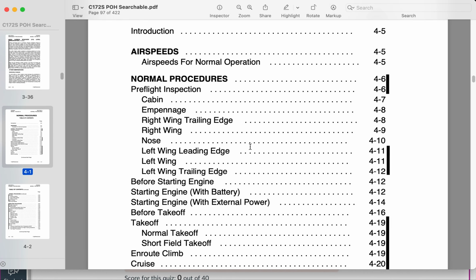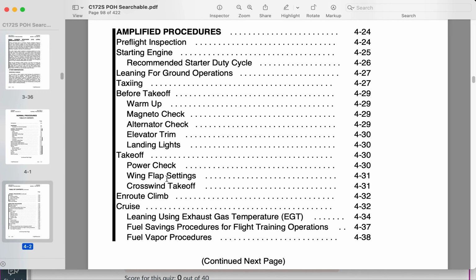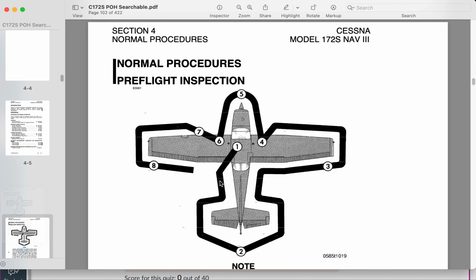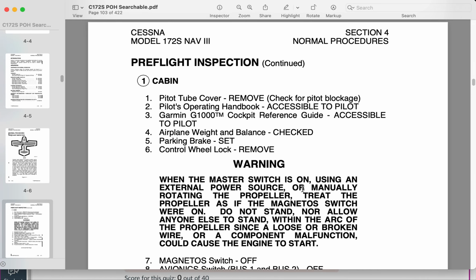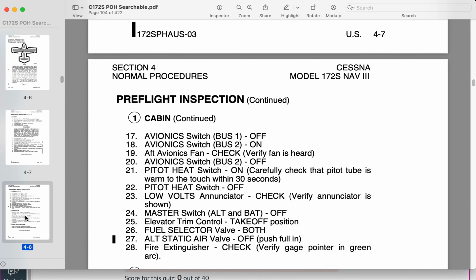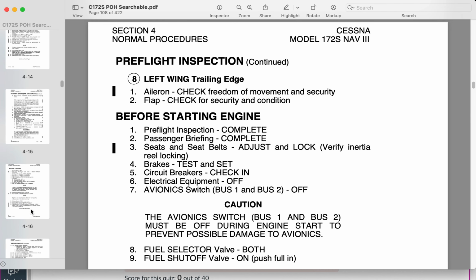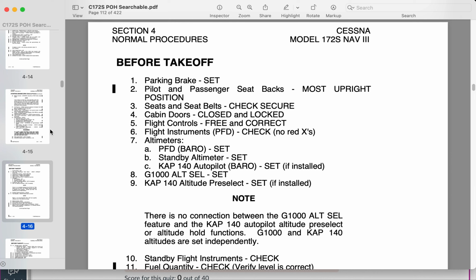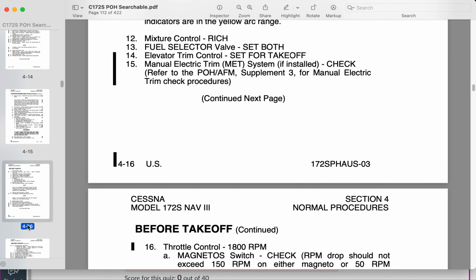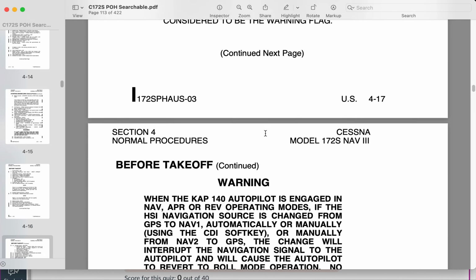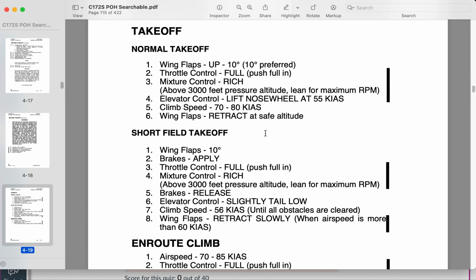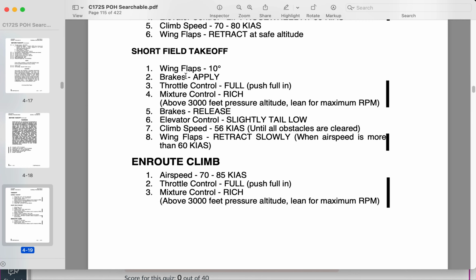Section 4 is normal procedures. This starts out with your pre-flight checklist. There's how you pre-flight, and there's what you're looking for when you do. And then they get down to how to start the engine, before takeoff or your run-up check. Here's your takeoff checklist. That should look pretty familiar to your Redbird checklist if you're in our simulator lab. Different procedures for short field takeoff.